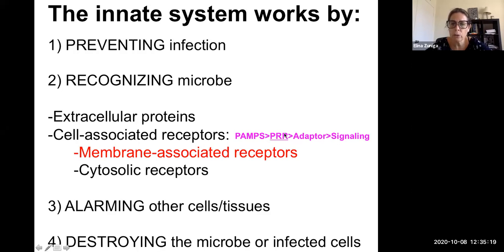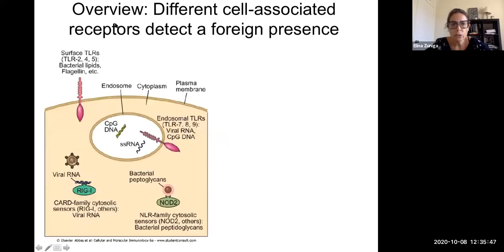We already talked about pathogen recognition receptors, which are receptors for PAMPs in the pathogens, and how they will always signal through an adapter and a cascade of kinases to initiate transcription that will alarm and destroy. We will look more into detail about that today, and then we will try to get to how alarming occurs and how destruction occurs.